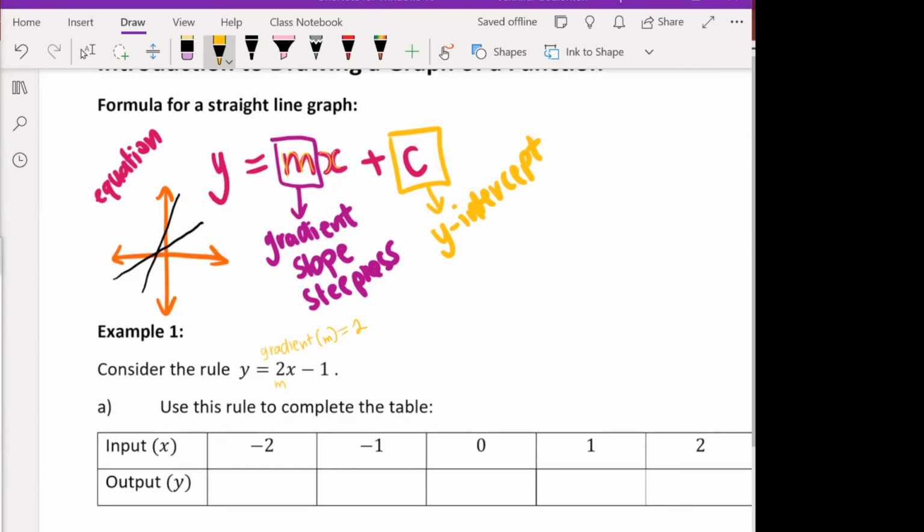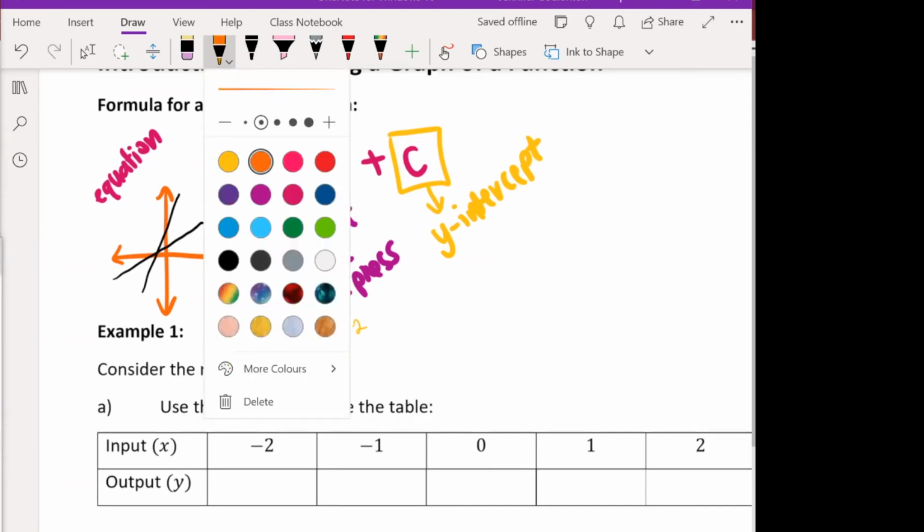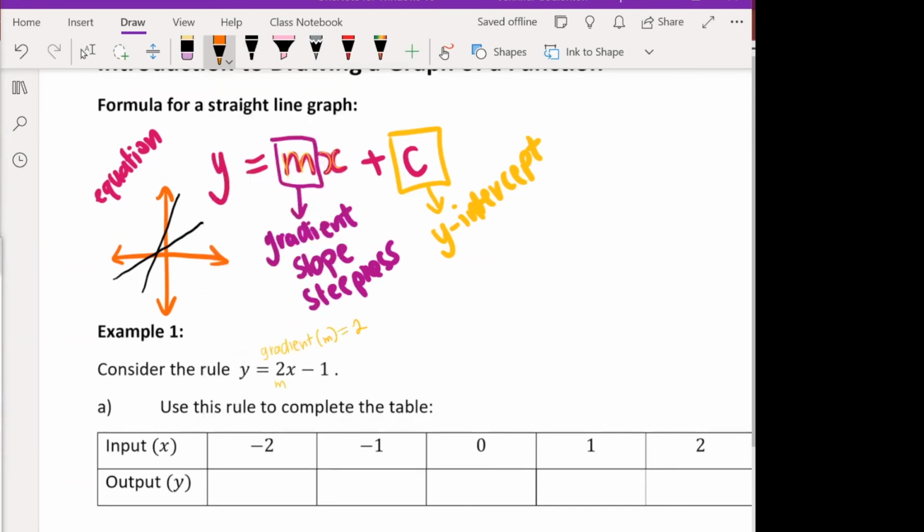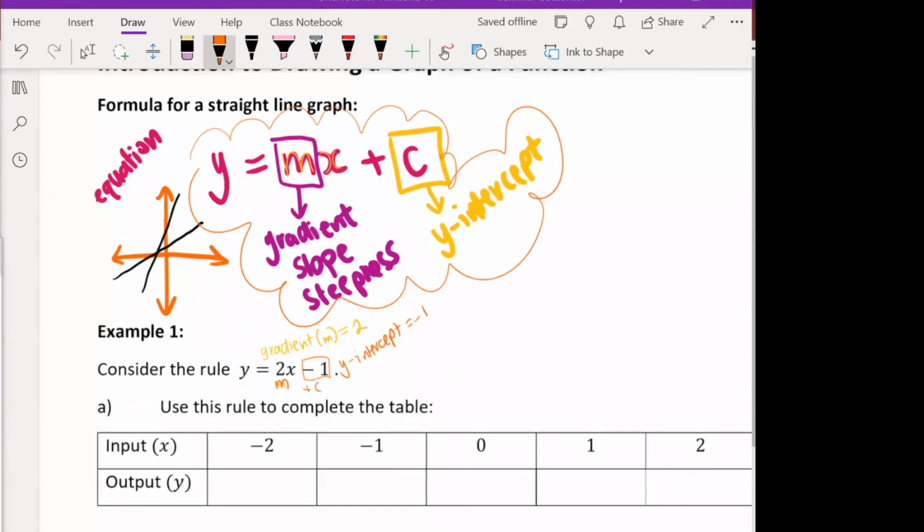And then if I asked you, what is my y-intercept? What would my y-intercept be over here? Great, -1. Good, because that is my c value. So my y-intercept is going to be equal to -1. So when we look at our equation, we're saying that that's our m, so y equals mx, and that's our plus c.